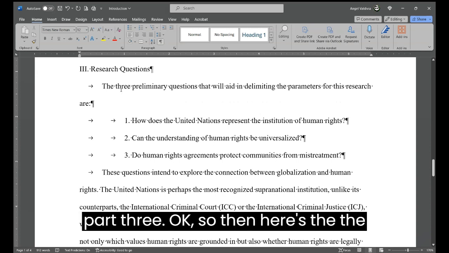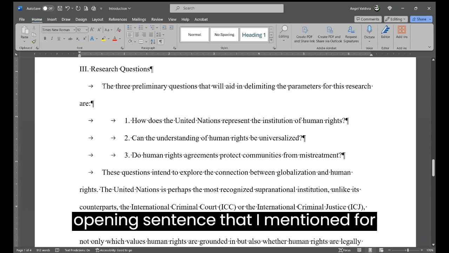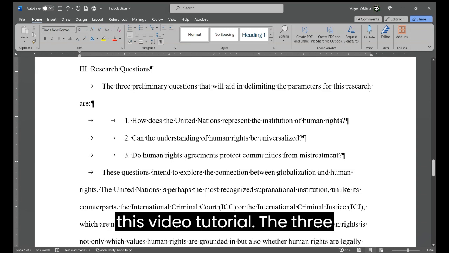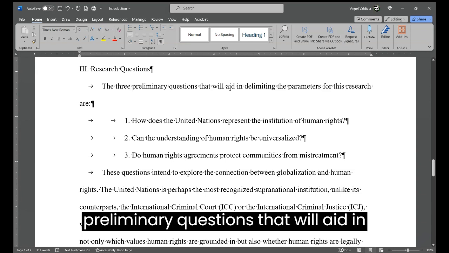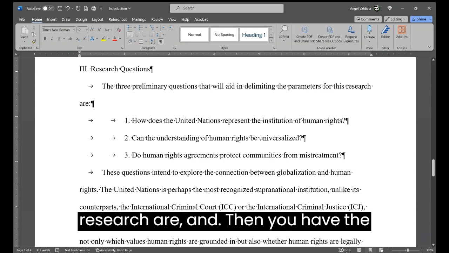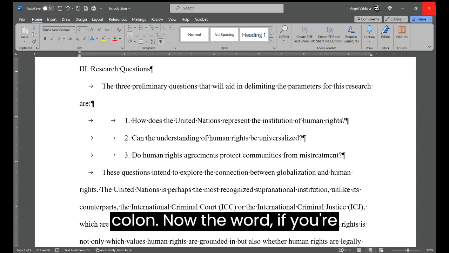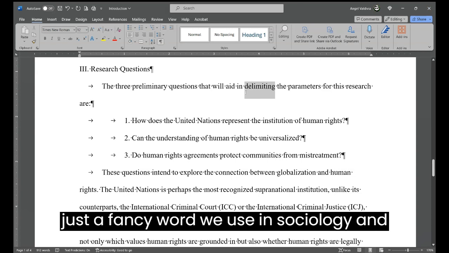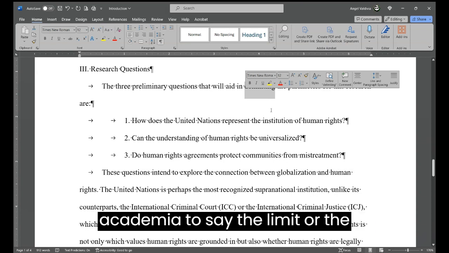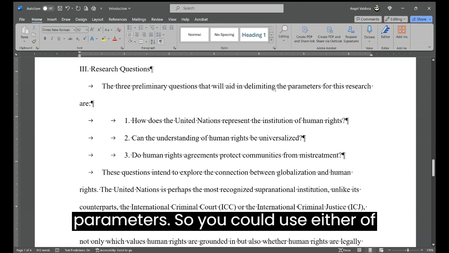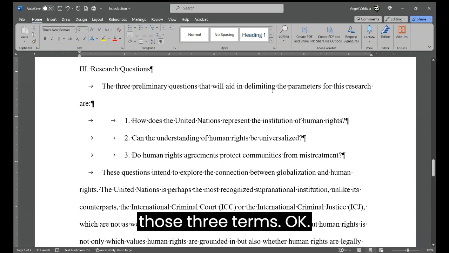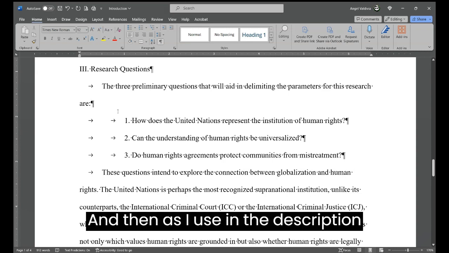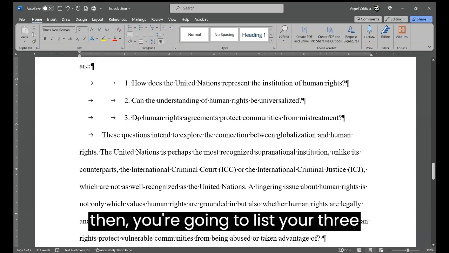Part 3. Okay, so then here's the opening sentence that I mentioned for this video tutorial. The 3 preliminary questions that will aid in delimiting the parameters for this research are, and then you have the colon. Now, the word, if you're not familiar with the word delimiting, is just a fancy word we use in sociology and academia to say the limit or the parameters. So you could use either of those 3 terms. Okay. And then, as I use in the description, then you're going to list your 3 questions.